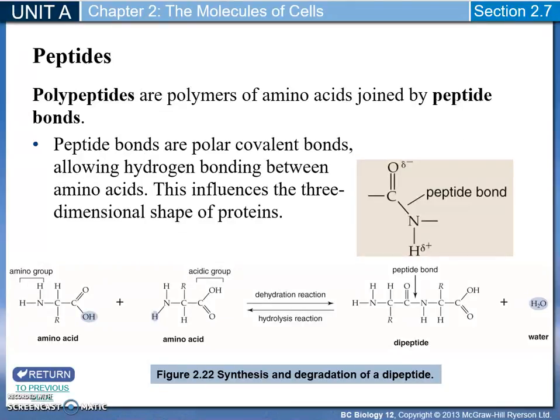So polypeptides are polymers of amino acids, which are joined by peptide bonds. And you can see there's an illustration there of the peptide bond. And peptide bonds are polar covalent bonds, and allow hydrogen bonding between amino acids. So this influences the 3-dimensional shape of the proteins.